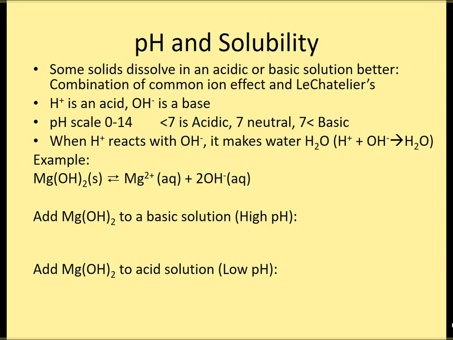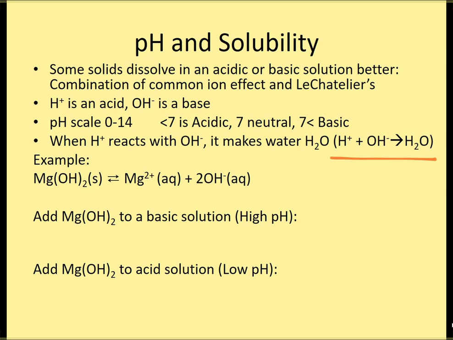And your pH scale runs from 0 to 14. If you have a pH number less than 7, that is acidic. If it's 7, that is neutral, right in the middle. And if it's bigger than 7, that's basic. And this is something that we will address in our acids and bases unit, but when a hydrogen ion reacts with an OH ion, this is a neutralization reaction. It makes water, and here is the reaction. So if you were to add an acid to a base, you're just making water. And here is a sample equation to show you how pH will affect the solubility.